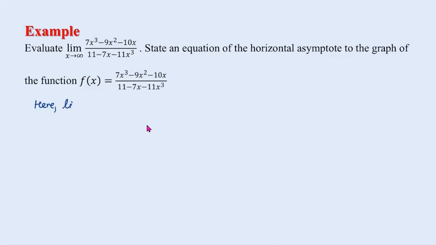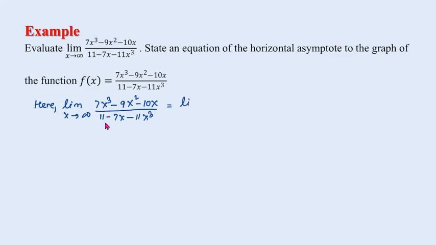Here we want the limit as x approaches infinity of 7x cubed minus 9x squared minus 10x over 11 minus 7x minus 11x cubed. Now, because we are calculating the limit at infinity of a rational function, we divide both numerator and denominator by the highest power of unknown in the denominator. So that is x cubed. So we divide throughout by x cubed.